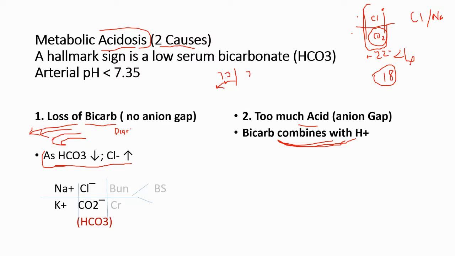A very common reason we see metabolic acidosis in a patient with diarrhea is C. diff. That would be a classic example of somebody in a metabolic acidosis. There's other reasons, but that's probably one of the most common.